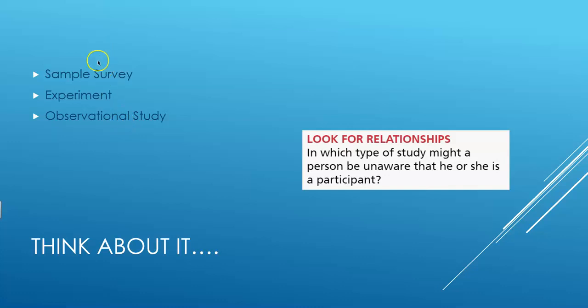So of these three that we talked about here, in which type of study might a person be unaware that he or she is a participant? Well, I would hope the sample survey is obvious, and I would hope that in the experimental study you knew you were in the experiment. But the observational study, that could be done without the participants even knowing they're in it. This is something to think about.